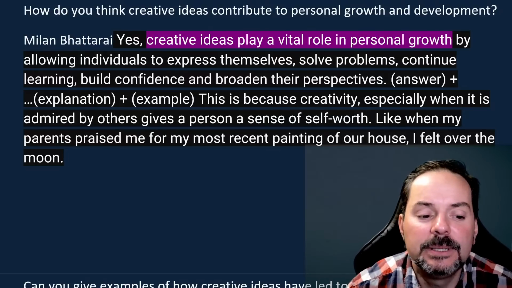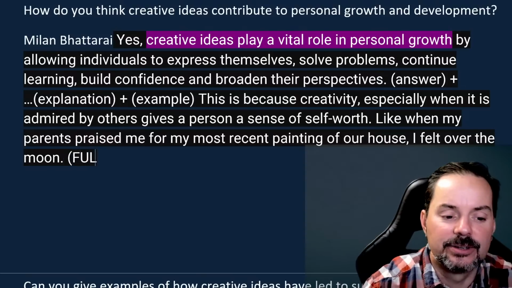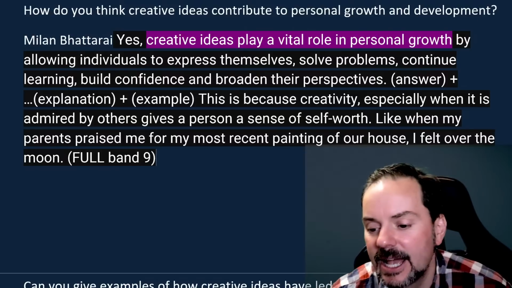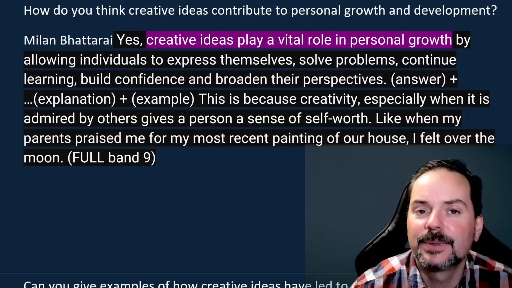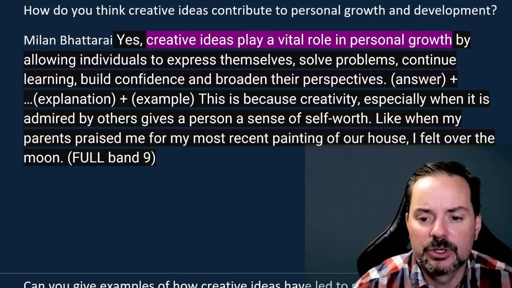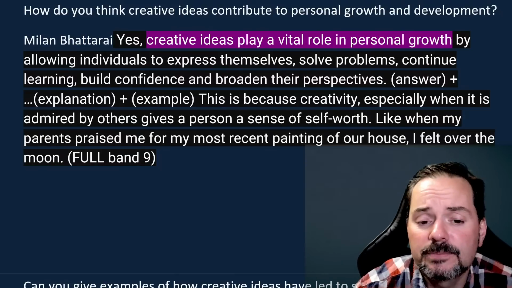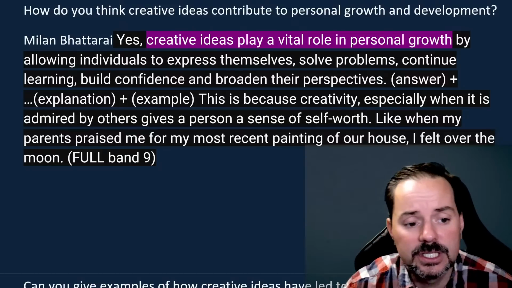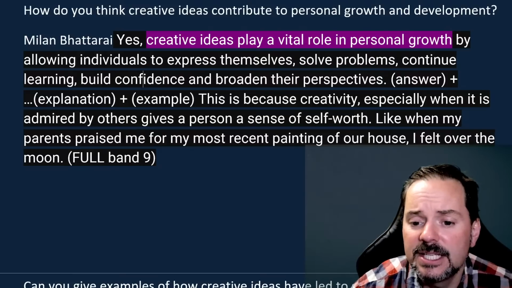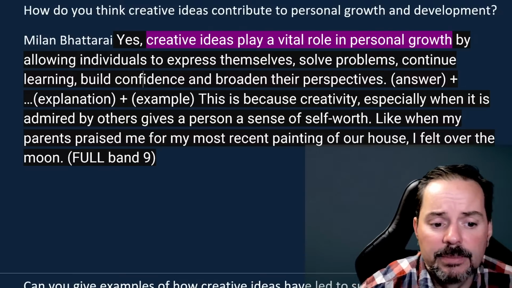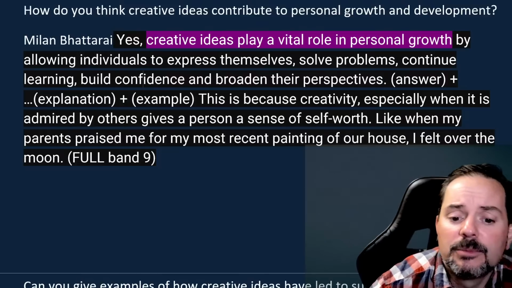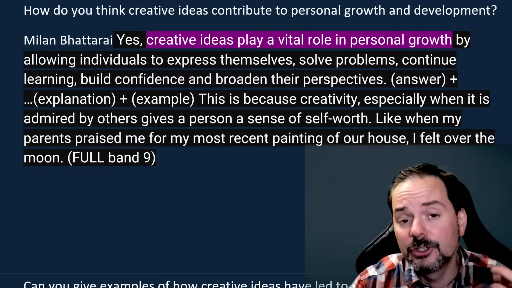So here would be your full Band 9 answer, right? So always think answer, explanation, example. Okay. So yes, creative ideas play a vital role in personal growth by allowing individuals to express themselves, solve problems, continue learning, build confidence, broaden perspectives. This is because creativity, especially when it is admired by others, gives a person a sense of self-worth. Like when my parents praised me for my most recent painting of our house, I felt over the moon.